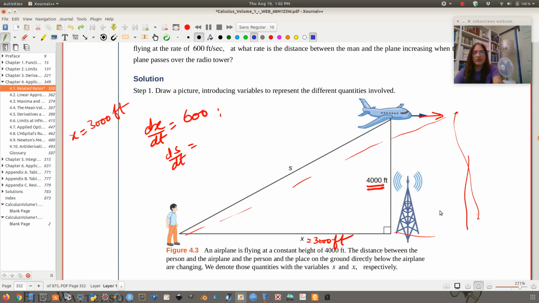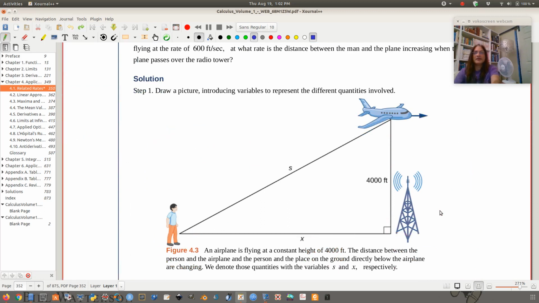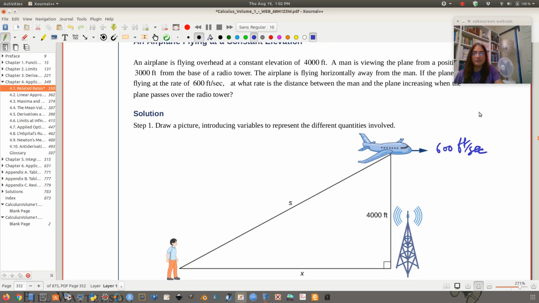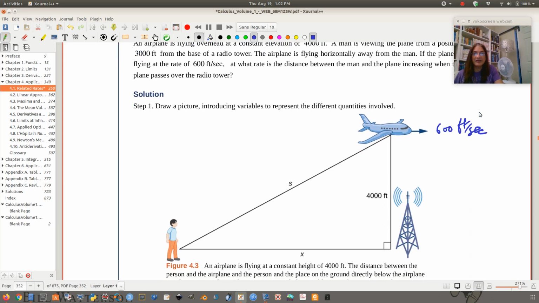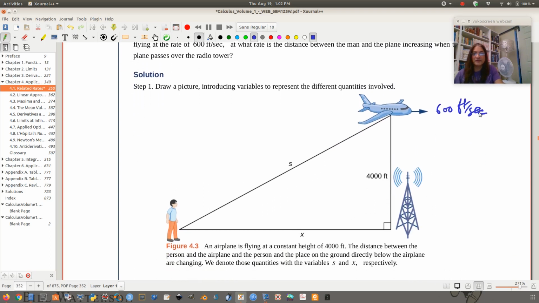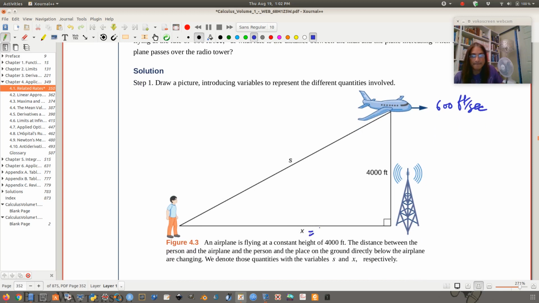Next one, we have a plane that is flying horizontally at 600 feet per second. And at the moment, the position is 3,000 feet. So x is given to be 3,000 feet. Since it's flying horizontally, we know that dx over dt is given by 600 feet per second. x is 3,000. We have to find ds over dt.